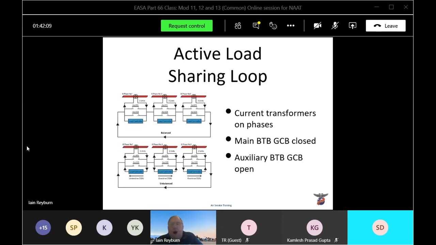We're going to look at how we keep, because remember, each one of those generators is going on to the same synchronized bus bar. So I want each generator to provide an equal load, okay? And it's what we call load sharing. Okay, load sharing.